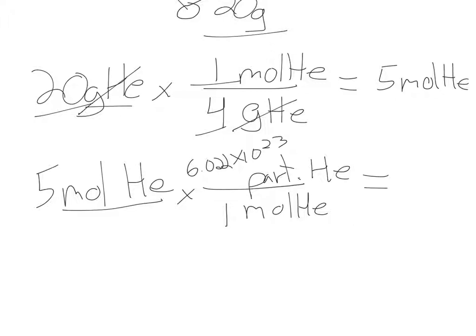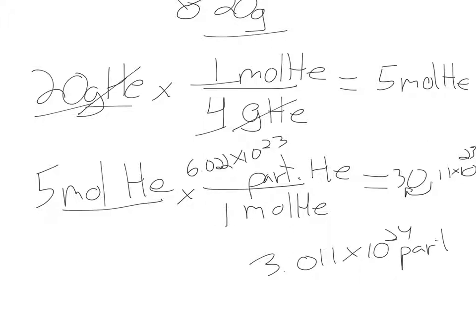And I can multiply that out. Well, 5 times 6 is going to be 30, and 5 times 22 is 110, so 30.11, and then keep the tens, times 10 to the 23rd. Now, that's not a perfect scientific notation number until I move the decimal over 1. So this would actually be 3.011 times 10 to the 24th particles of helium.